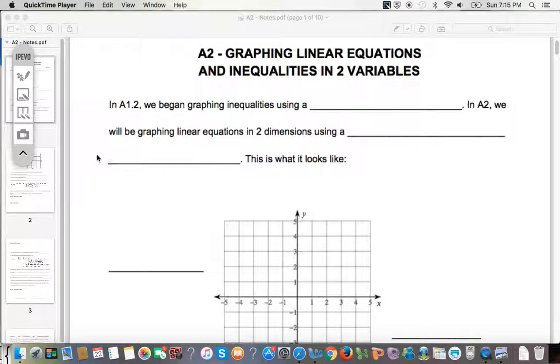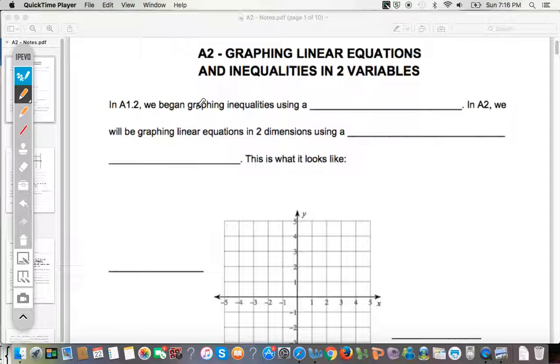This is Biddeford High School Graduation Standard A2, graphing linear equations and inequalities in two variables. Okay, so in A1.2 we began graphing inequalities using a number line. In A2 we will be graphing linear equations in two dimensions using a Cartesian coordinate system.